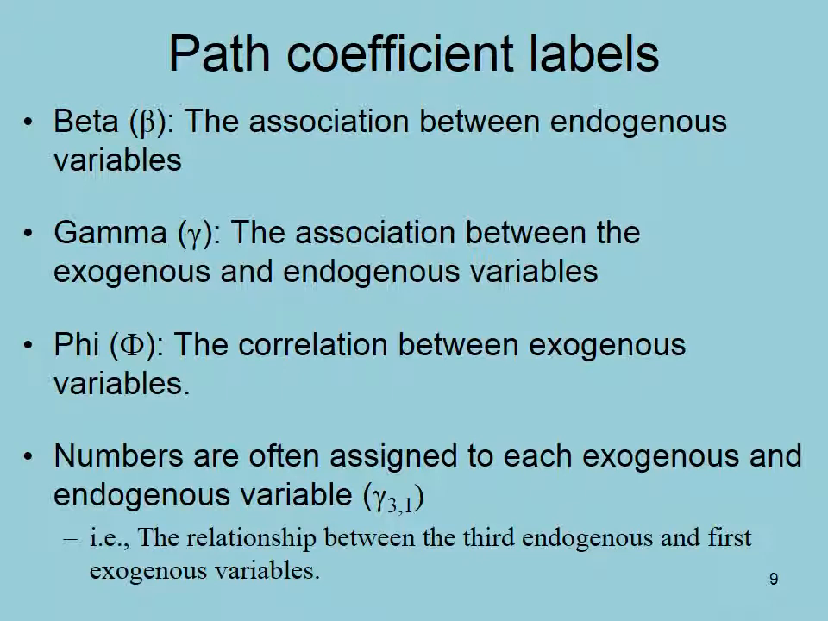Within path analysis, you tend to see people only use betas, gammas, and phi coefficients. Your betas are the relationship between your endogenous variables. Your gamma is how your exogenous and endogenous variables are related. And phi is based on the relationship between your exogenous variables. To make things easier, we also often give numbers to those coefficients. For example, gamma 3,1 is a relationship between.